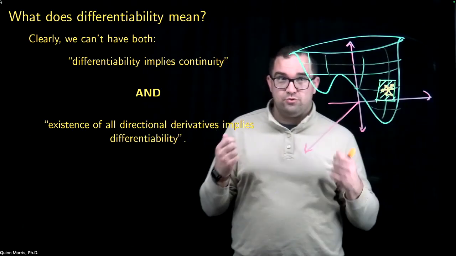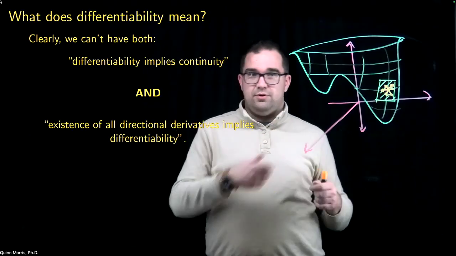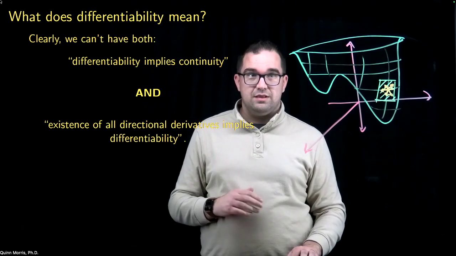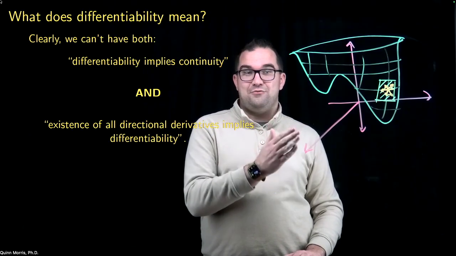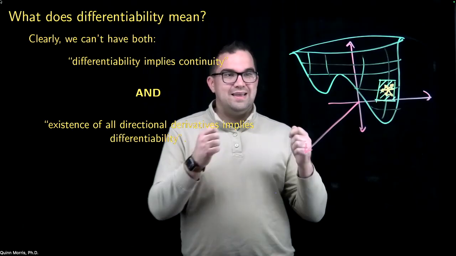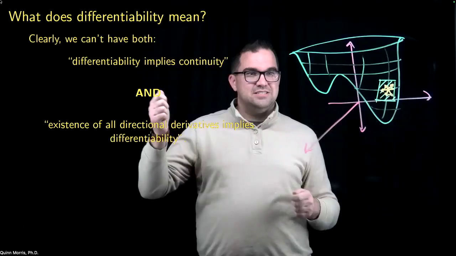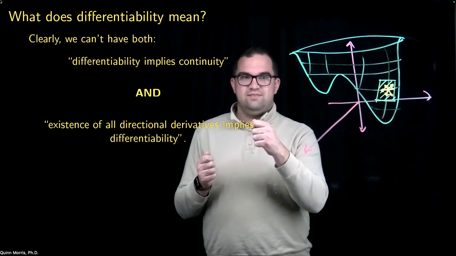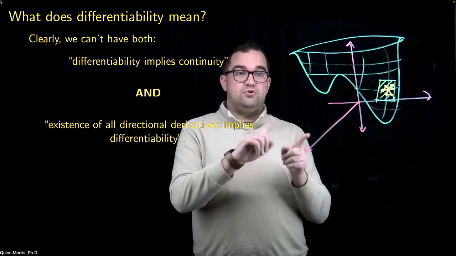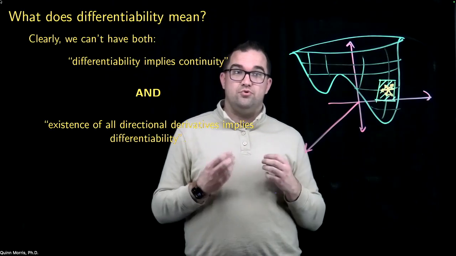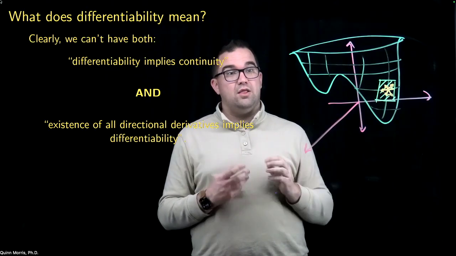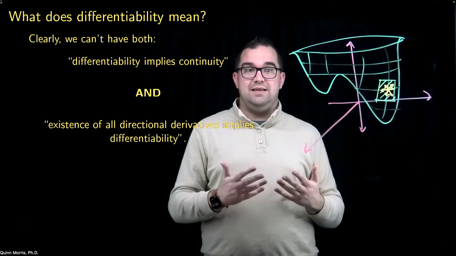If you open a Calc 3 book to wherever the material on directional derivatives is, it should say something like, if your function is differentiable at this point, then this formula holds. So again, differentiability has to mean something different than just that the directional derivatives exist. It has to also mean that there are these linear relationships between the directional derivatives in different directions. And again, that has something to do with the function being well approximated by a tangent plane.